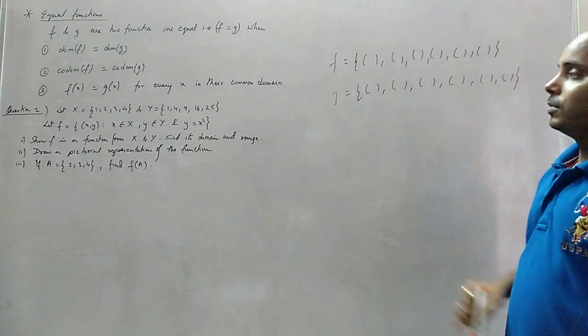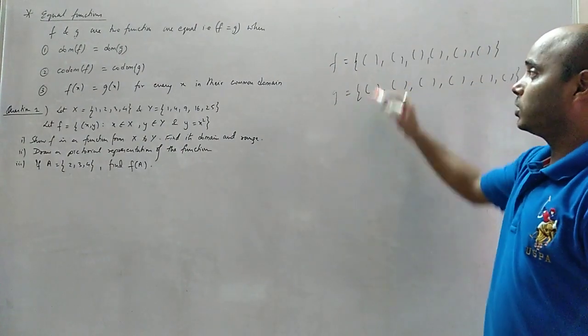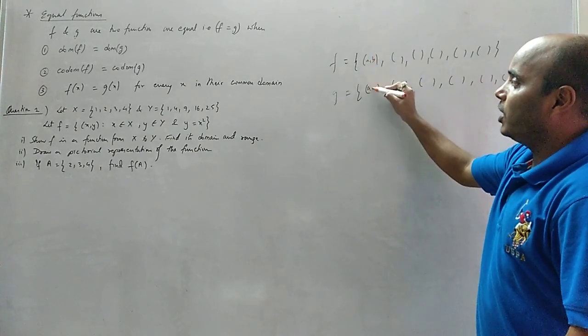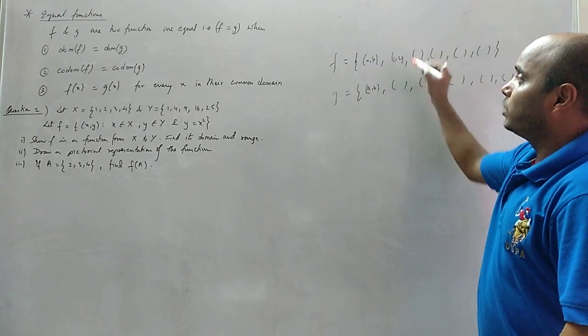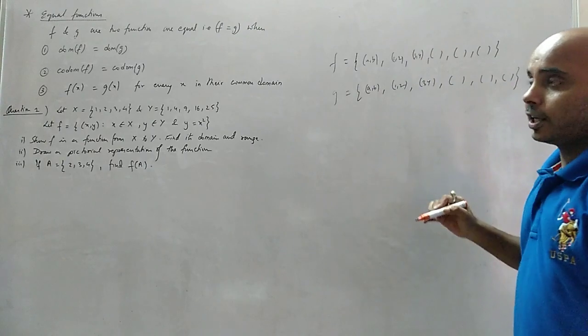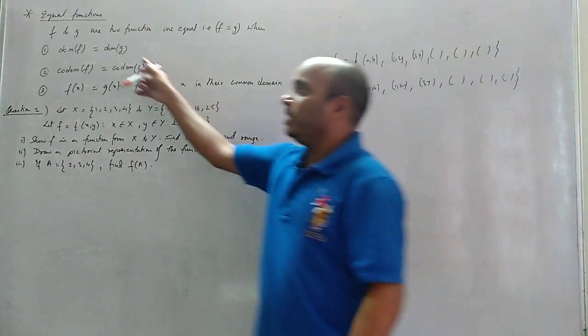Okay. Now these two functions equal कब होगा? जब सब कुछ सेम दिखेगा ना. यहाँ पे a और b है तो यहाँ भी a और b दिखेगा. यहाँ पे 1 और 2 है तो यहाँ भी 1 और 2 दिखेगा. यहाँ पे 3 और 4 है तो यहाँ भी 3 और 4 दिखेगा. Try to understand how I am writing these three conditions.